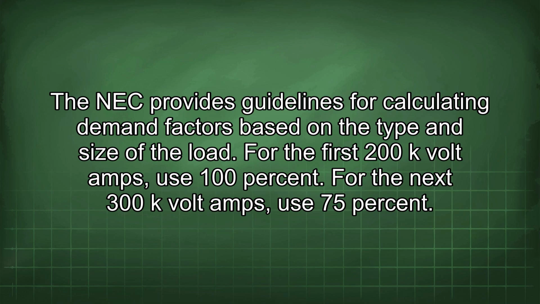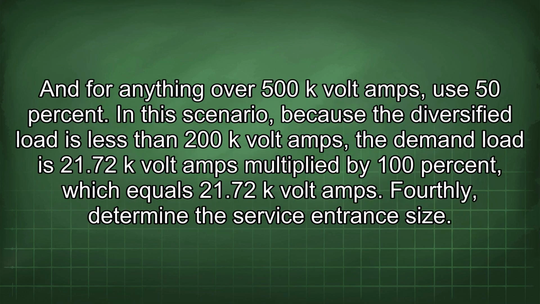For the first 200 kVA, use 100%. For the next 300 kVA, use 75%. And for anything over 500 kVA, use 50%. In this scenario, because the diversified load is less than 200 kVA, the demand load is 21.72 kVA multiplied by 100%, which equals 21.72 kVA.